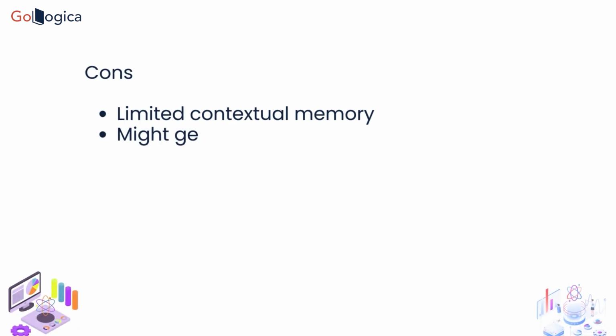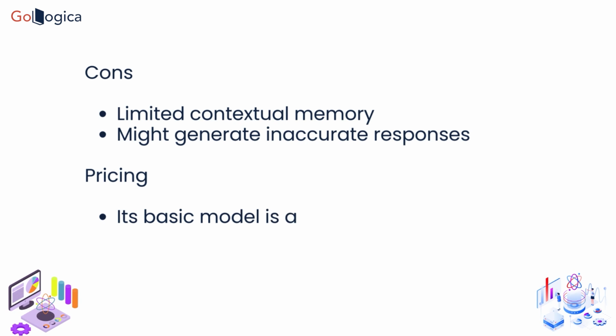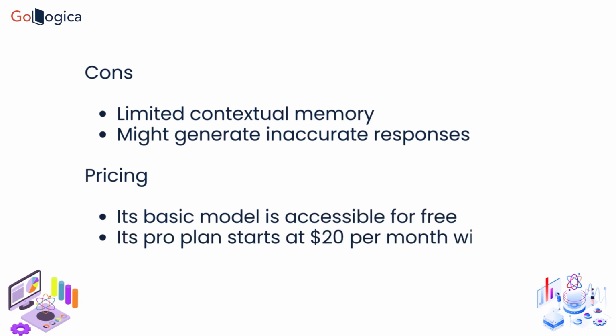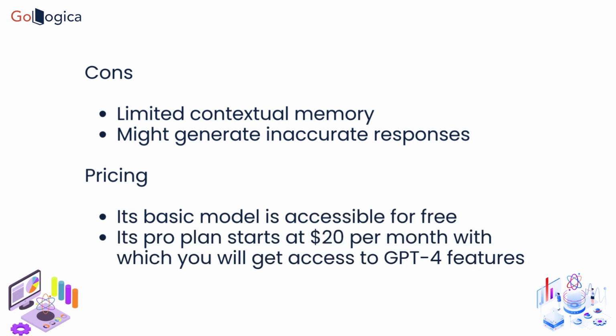Cons: limited contextual memory, might generate inaccurate responses. Pricing: its basic model is accessible for free. Its Pro plan starts at $20 per month, with which you will get access to GPT-4 features.